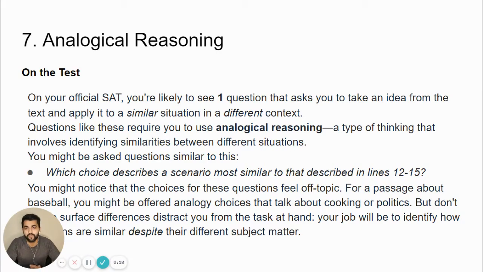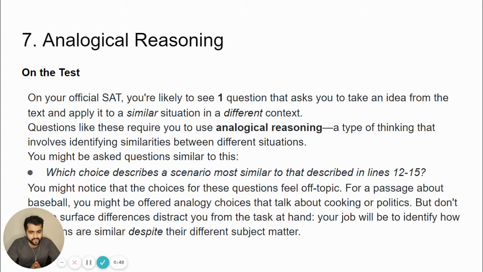Hi everyone. So in this video, we will cover how to tackle analogical reasoning questions. So let's start. On your official SAT, you are likely to see one question that asks you to take an idea from the text and apply it to a similar situation in a different context. Questions like these require you to use analogical reasoning, a type of thinking that involves identifying similarities between different situations.